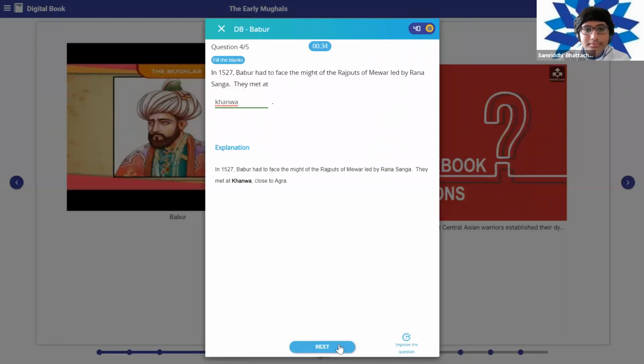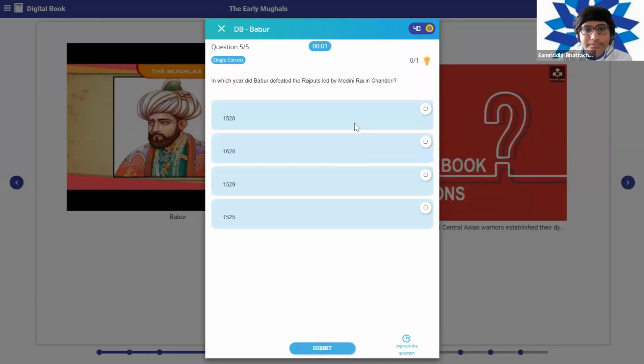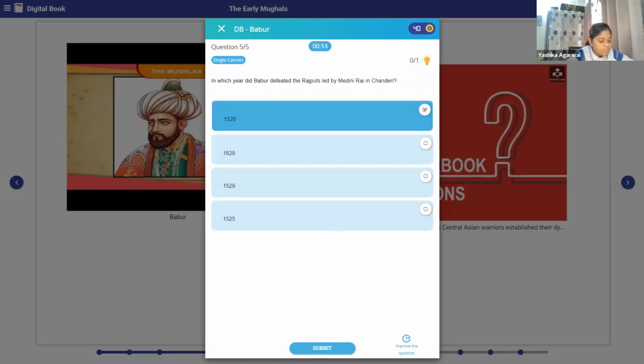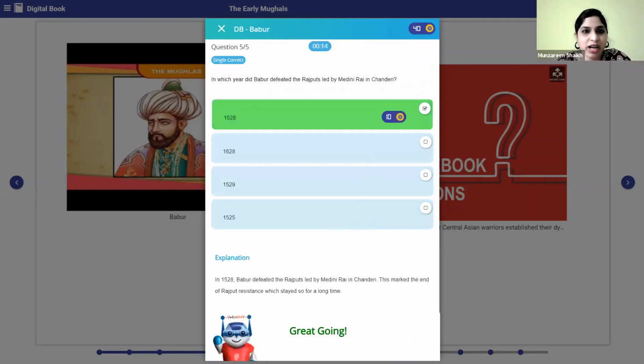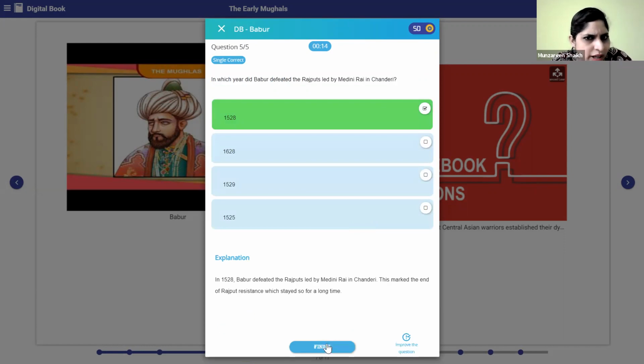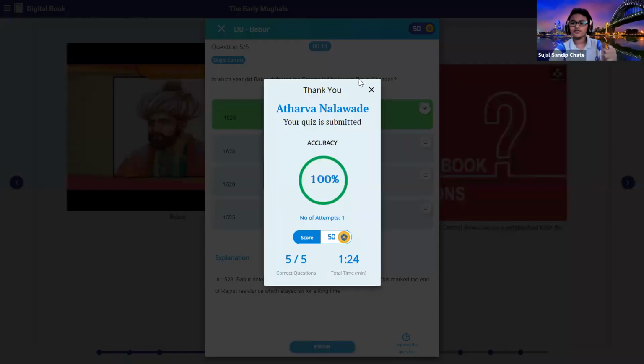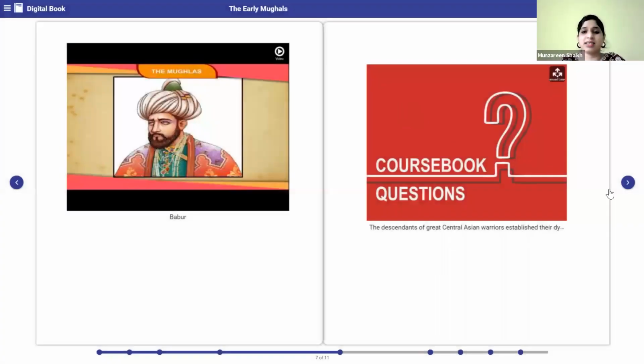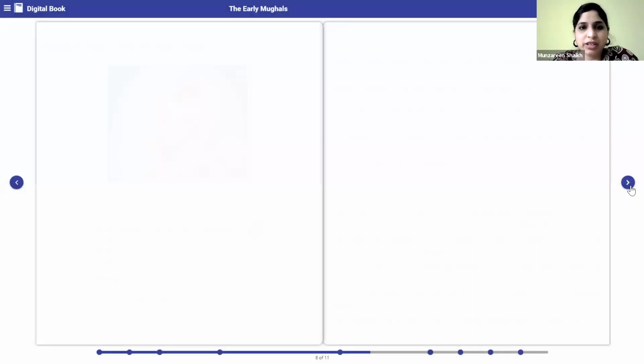Next. In which year did Babur defeat the Rajputs, which were led by Medini Rai in Chanderi? 1528. Excellent. Very good. I hope you are not referring to the books and you are giving me the answers directly. Ma'am, honest answers. Okay. Good. Keep it up.